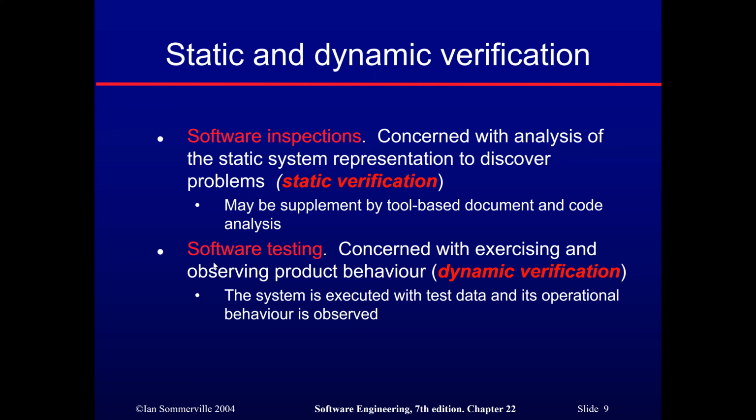As opposed to that, software testing is the dynamic verification technique, where a running version, an executable of your software product, is required. It is concerned with exercising and observing product behavior. Here, the system is executed with test data, and its operational behavior is observed. So you have test data, you run your system using this test data, and you take the output and compare it with your expected output.